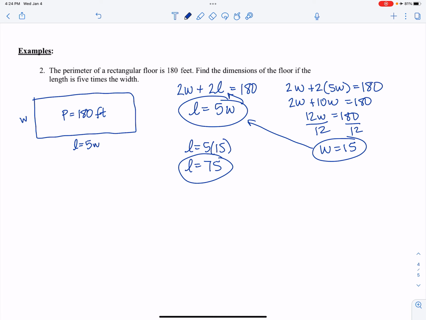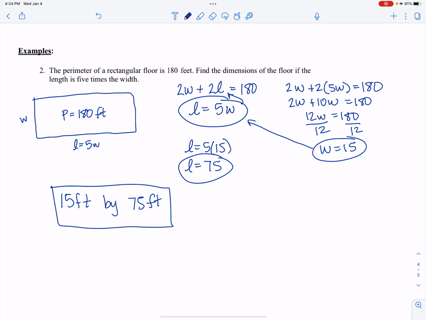So it is 15 by 75, or 15 feet by 75 feet. There we go.